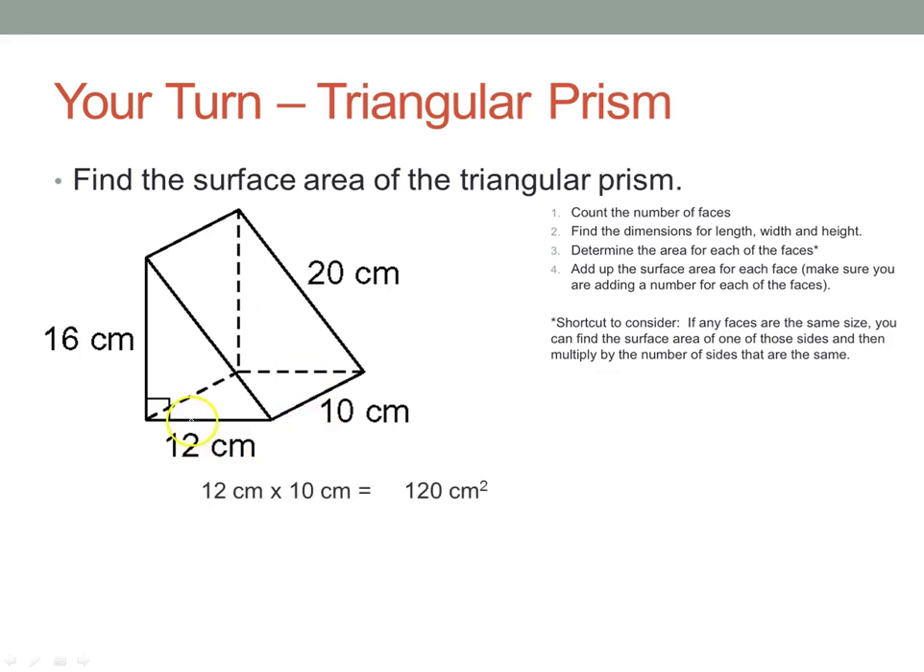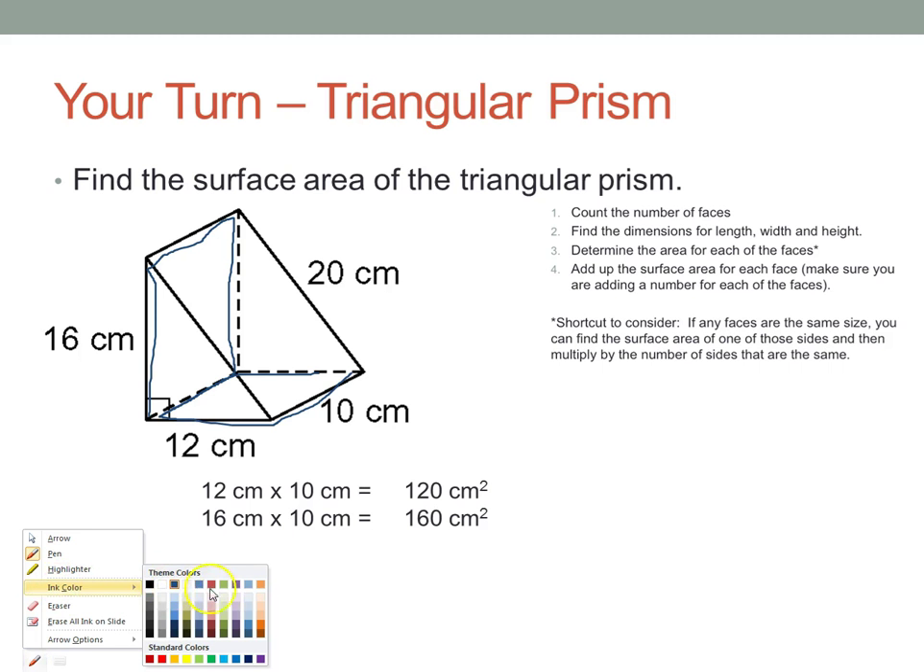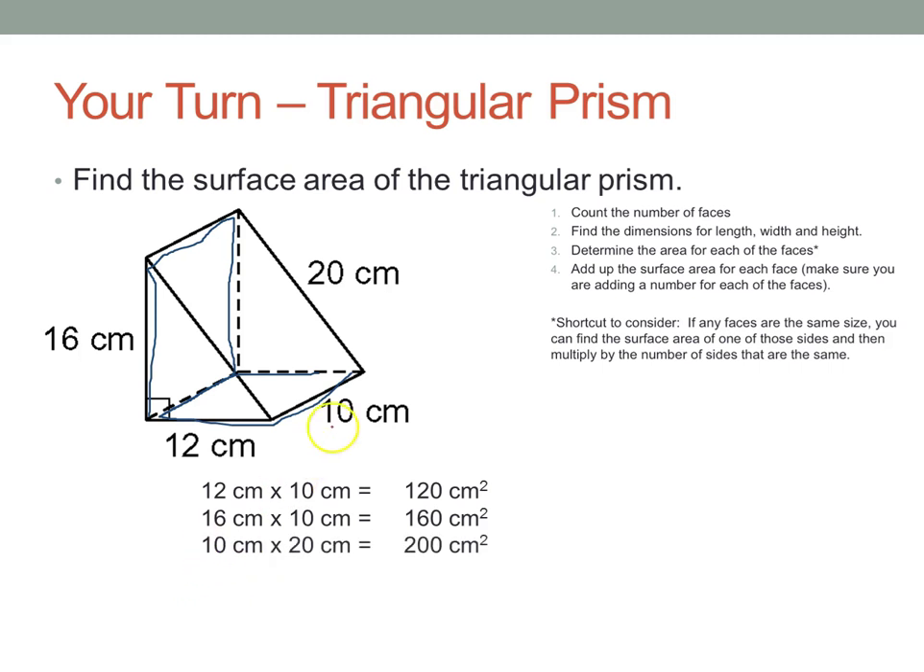One face, the bottom, is 10 by 12, so right there. That's 10 by 12 centimeters. Then we have 16 by 10 centimeters. That would be this face right here. I'll grab a different color, help us see this a little better. The next face would be 10 by 20. That's this big panel here. Big face there. And then we have the 2 triangular sides.